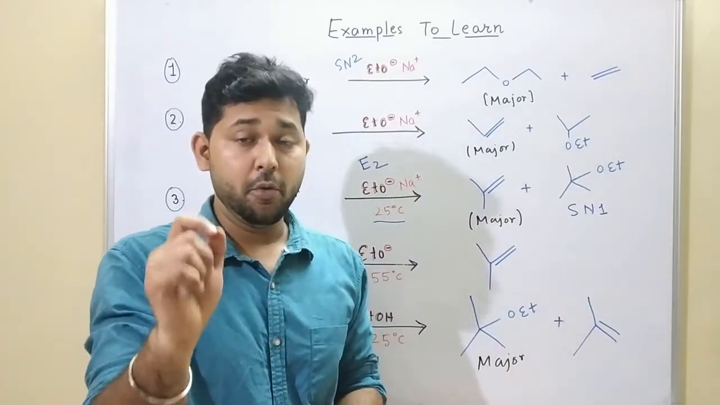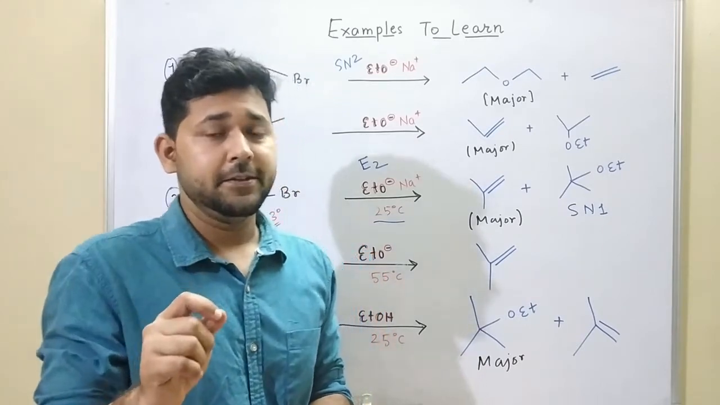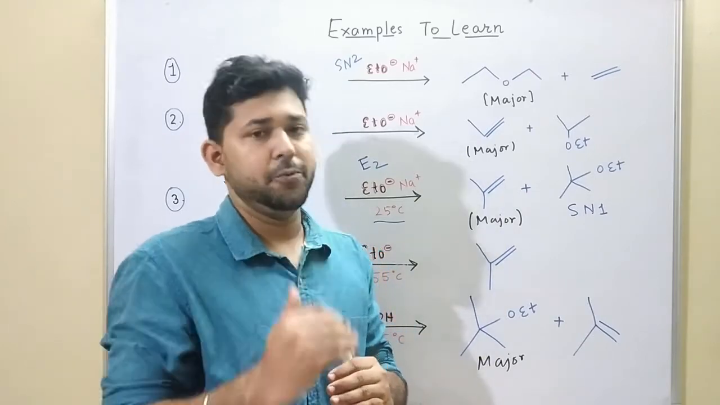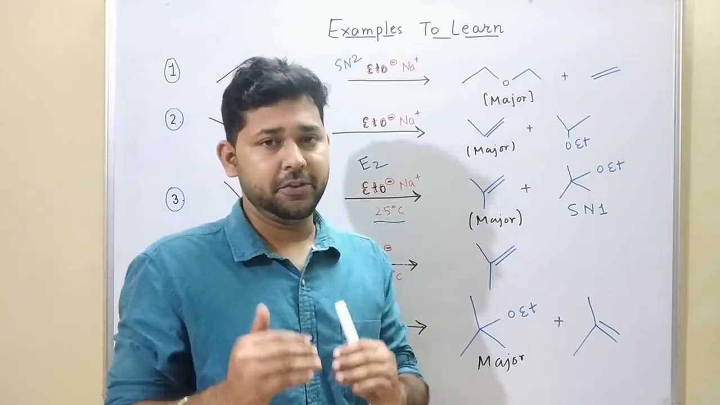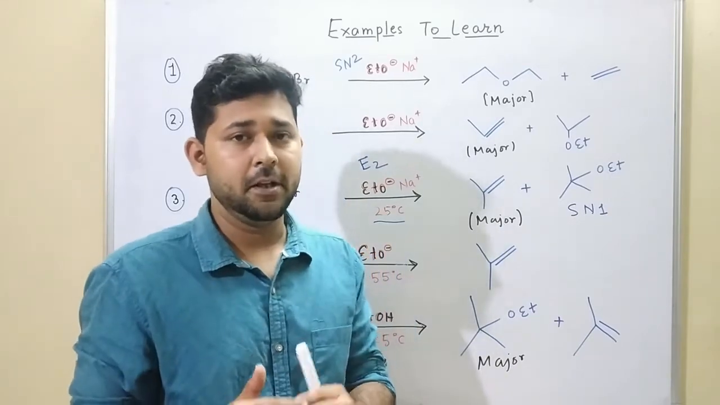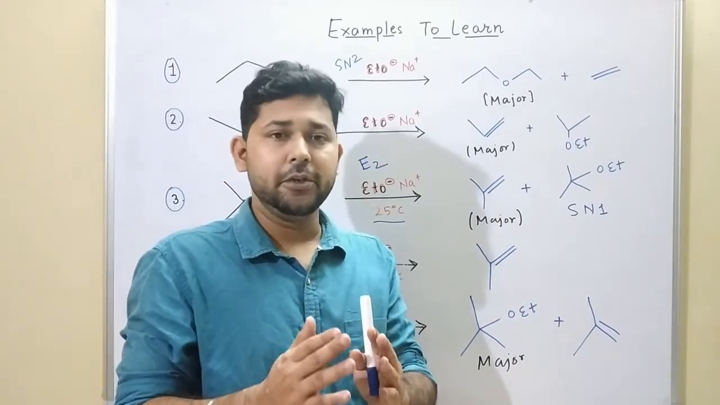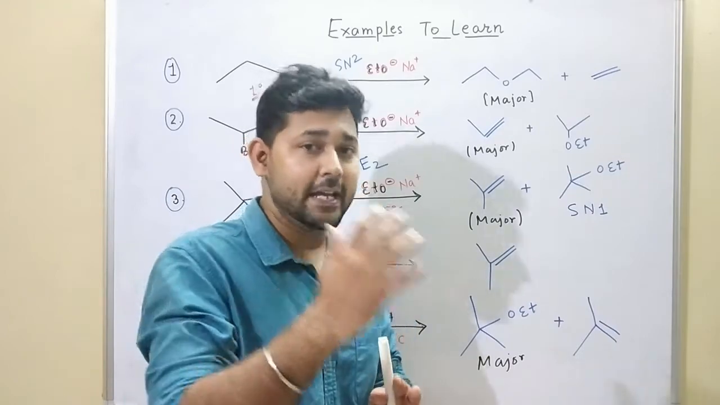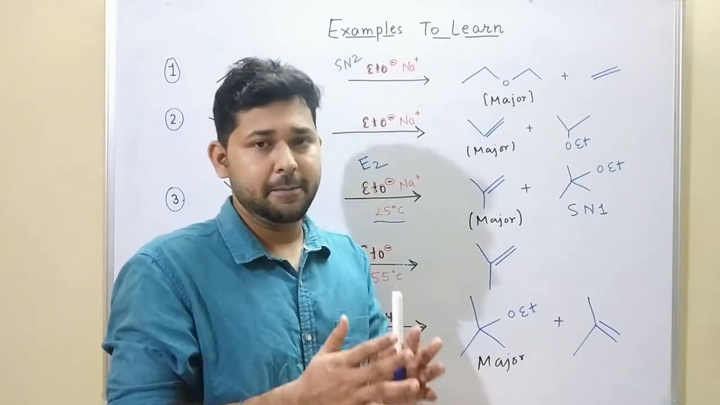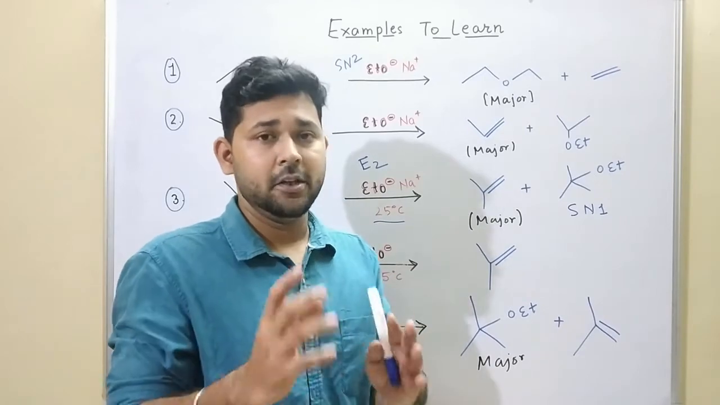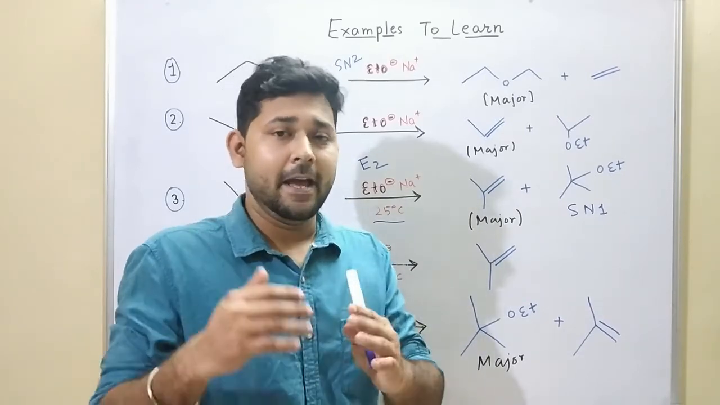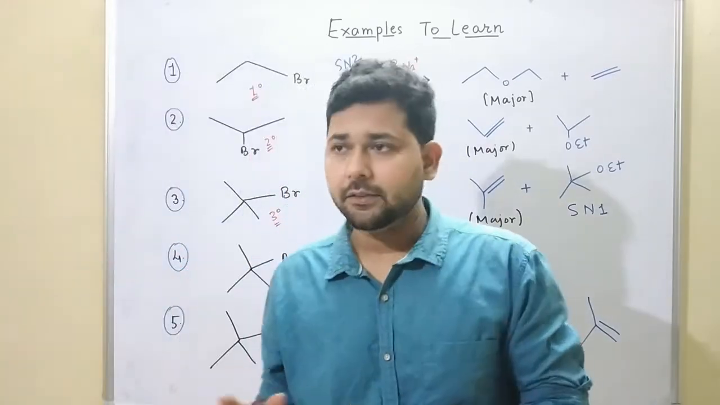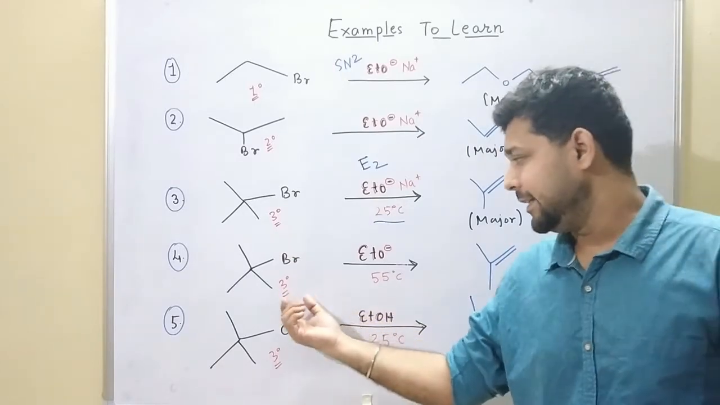And I want to tell you one more important thing that you should note. When there is a chance of elimination and you have to make a call between E1 and E2, always go for E2. This is my opinion for you all, because E2 elimination is always preferred over E1. The reason is E1 has to fight with SN1. Both are going through the same path. The first step is the carbocation. So E1 and SN1 are going to fight, and hence E2 will get the edge over them.